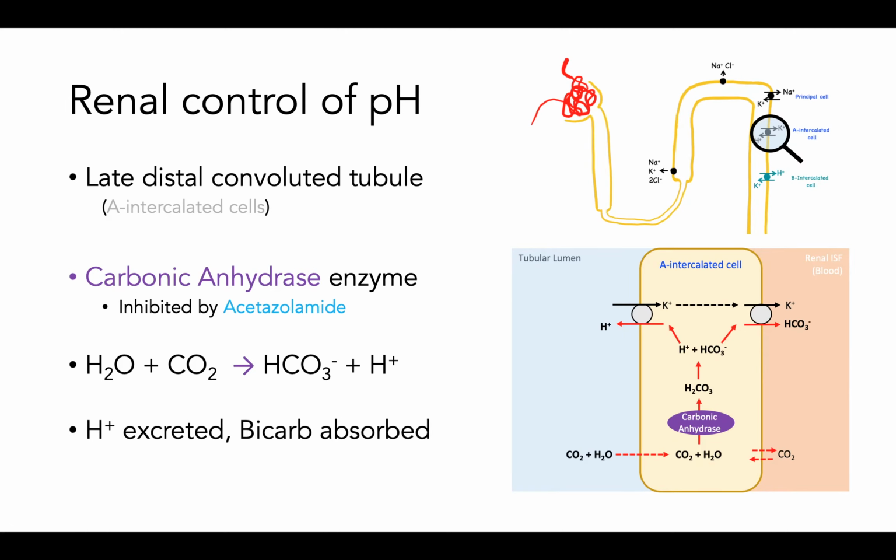It gives you a sort of two-hit method of making the blood more alkali, because you're losing acid into the urine while simultaneously reclaiming alkali. And that's it. That's renal control of pH in a nutshell.